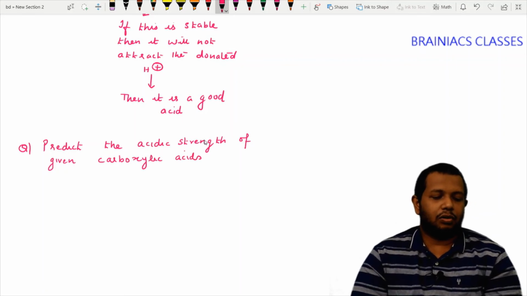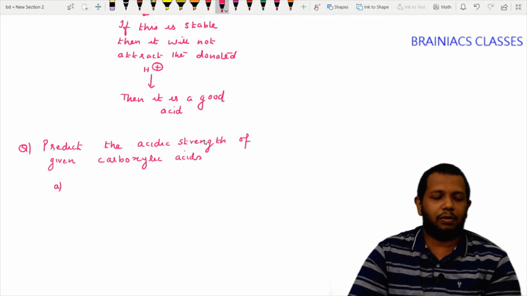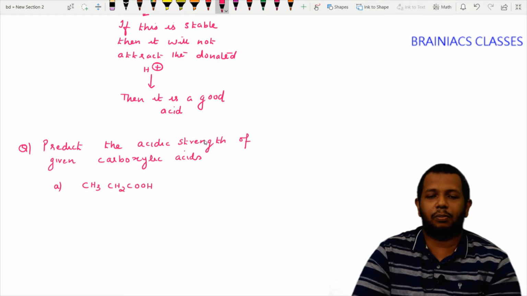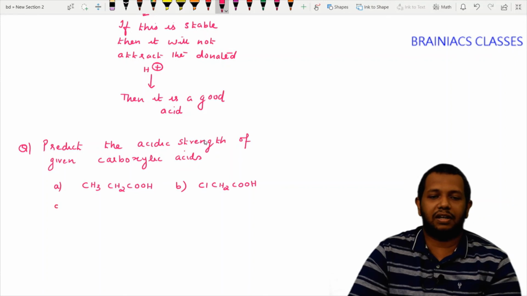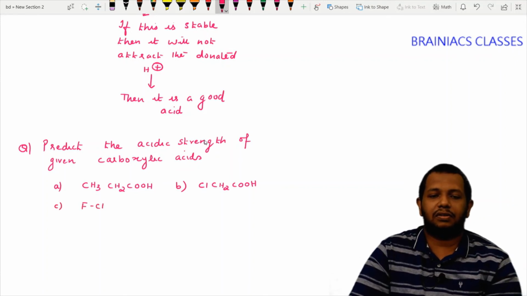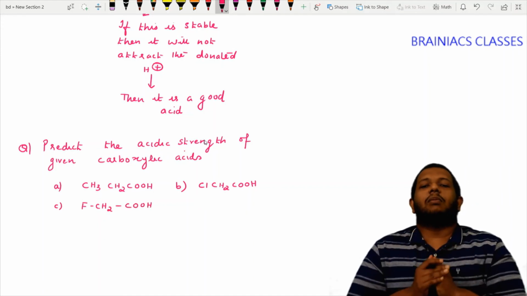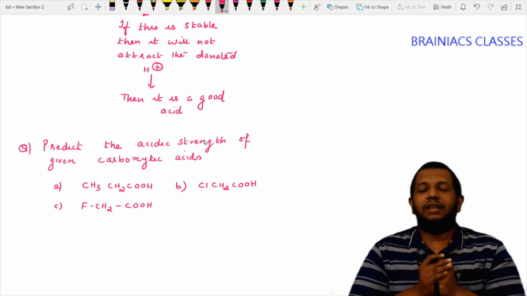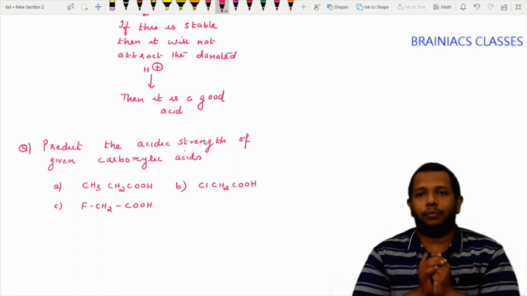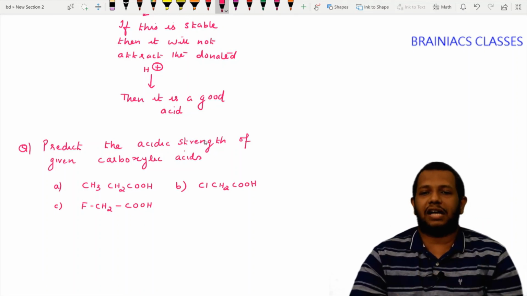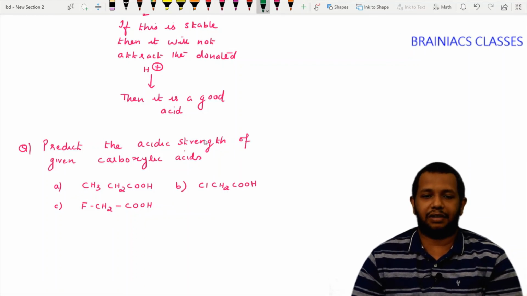Okay. So suppose you are given the first compound like CH3CH2COOH. This is the first compound given. Then the next one given here is ClCH2COOH. Then the last one given here is FCH2COOH. These three compounds are given. Now you need to say out of the given three compounds which is a good acid, or you can write it in decreasing order of the acidic strength. Okay, so let's start analyzing it, then you will get a fair idea how to do the analysis.